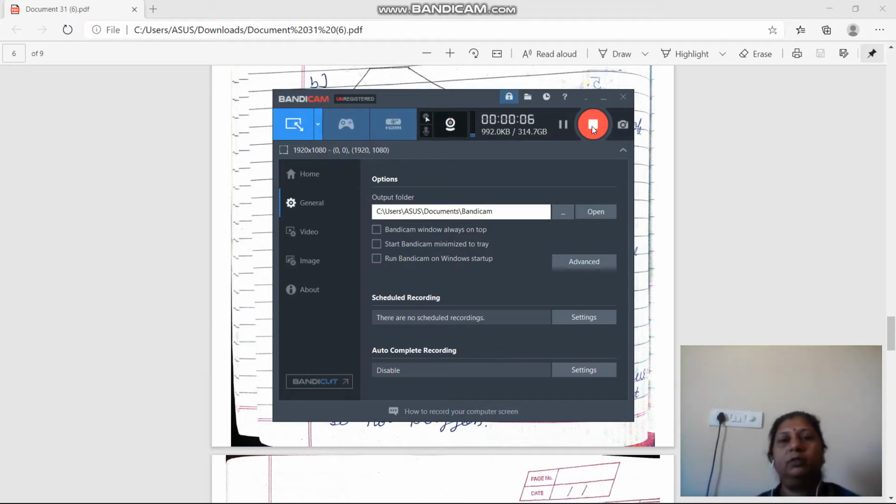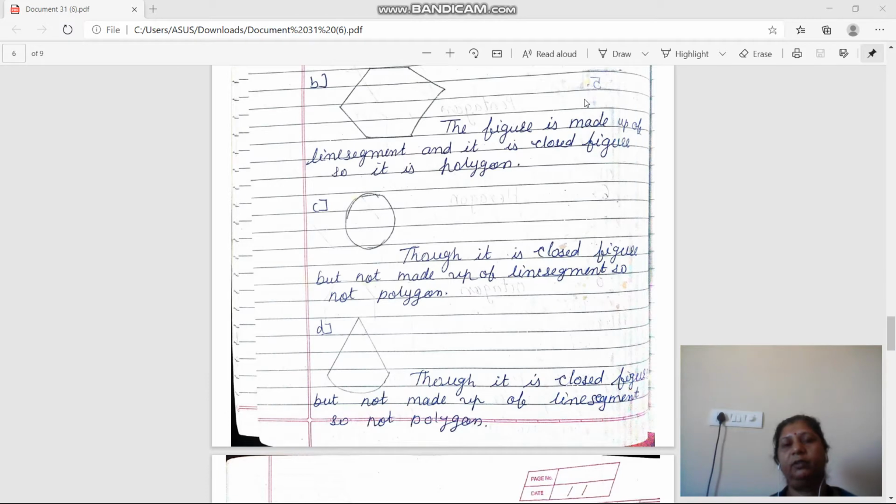Okay, so we have completed the types of quadrilateral questions. Now we have started to study polygons, right? So we are thinking about figure C. Though it is a closed figure, it is not made up of line segments, so it is not a polygon. Then figure D, though it is a closed figure, is not made up of line segments, so it is not a polygon. See here, these two are line segments, but this is a curve, that's why it is not a polygon.